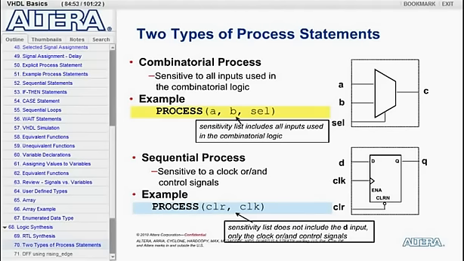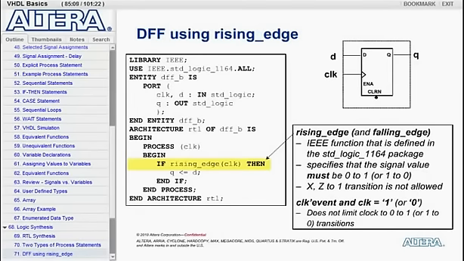So it's very important that you always stick to either a combinatorial process, with all inputs in the sensitivity list, or a sequential process where you're building registers. The combinatorial process is pretty straightforward. Any signal that is on the right hand side of an assignment statement in the process needs to be in your sensitivity list. So we're going to take a little bit more look at sequential processes.